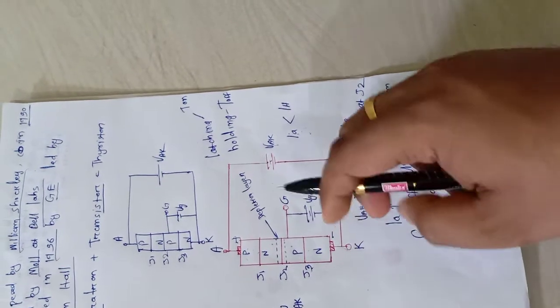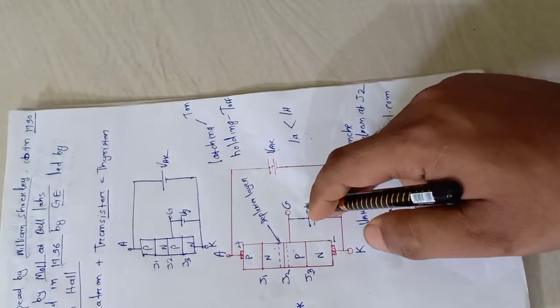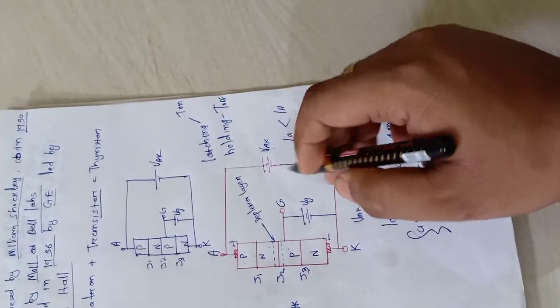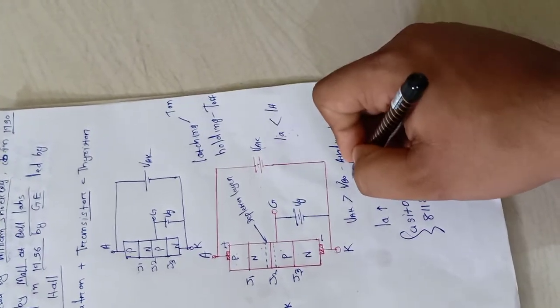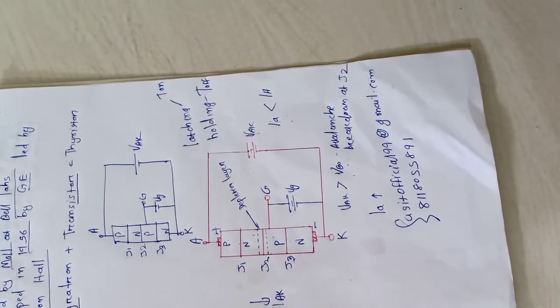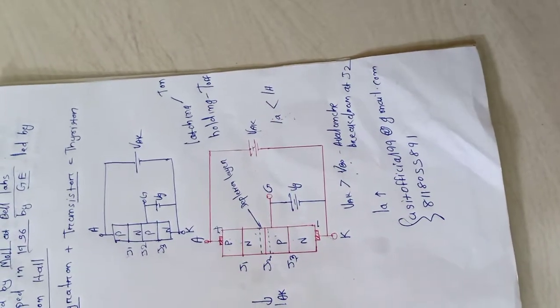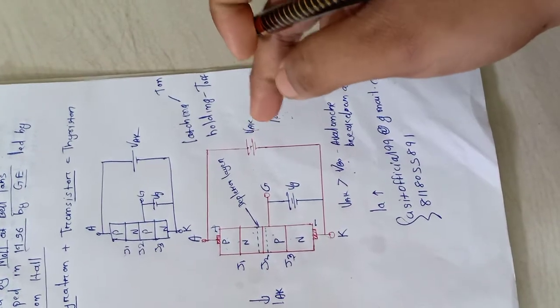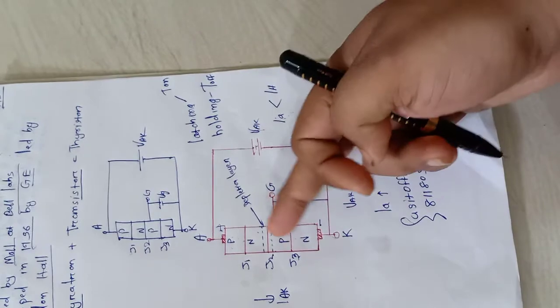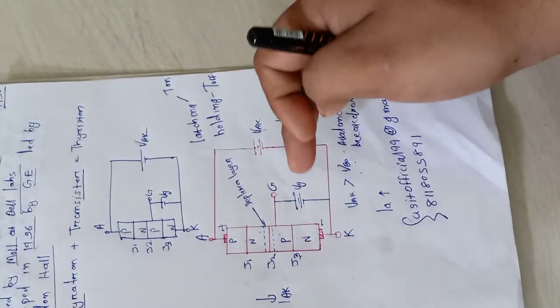So what is the role of the gate? The role of the gate is to turn on the SCR at a voltage much less than the forward breakover voltage. So this is the significance of our gate terminal. That's why the gate is also called the control terminal, because it controls the flow of current with respect to time.